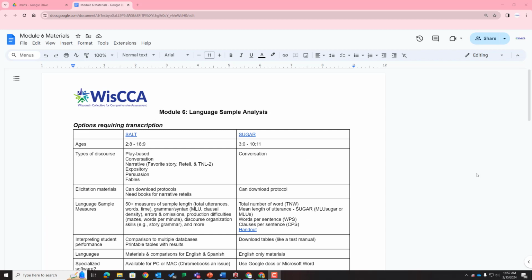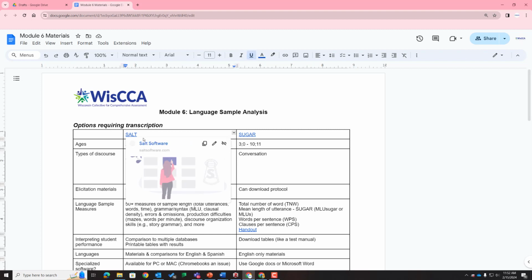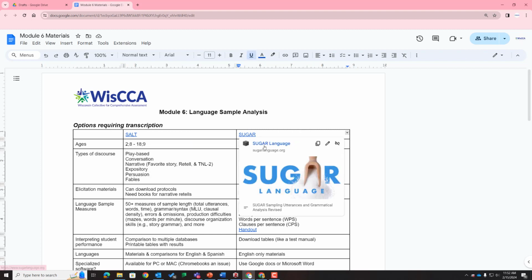Okay, so this document summarizes the different major options that we've identified. Let's start by comparing the two options that require transcription. So we have SALT and Sugar, and if you want to click and learn more, we have links here that will take you to different sites.